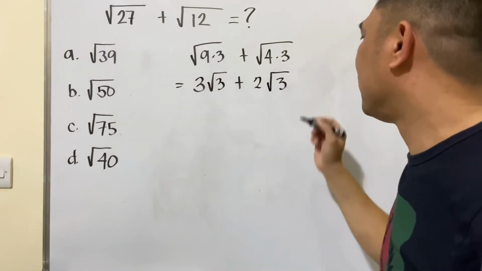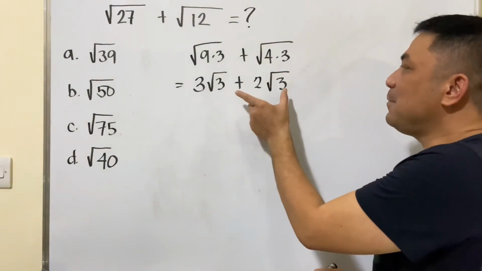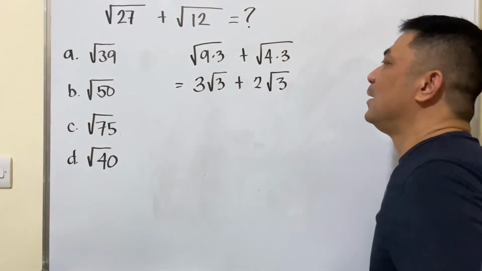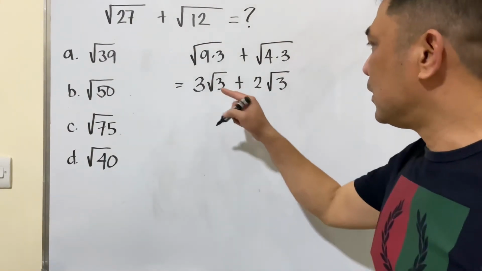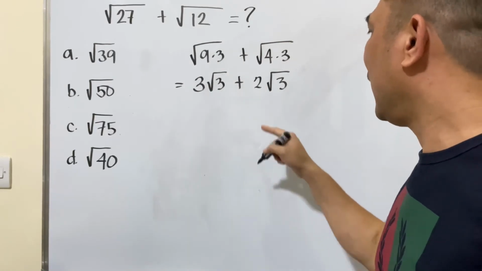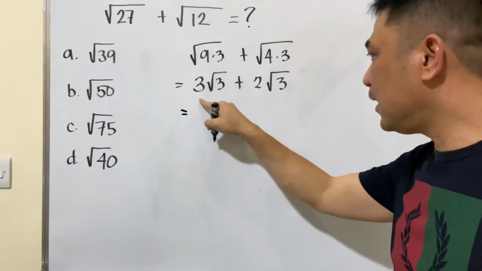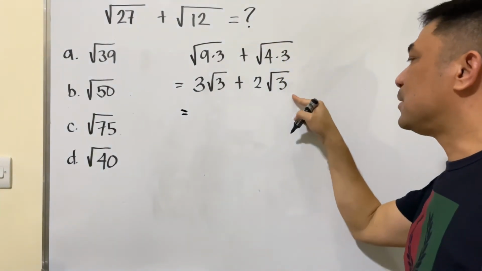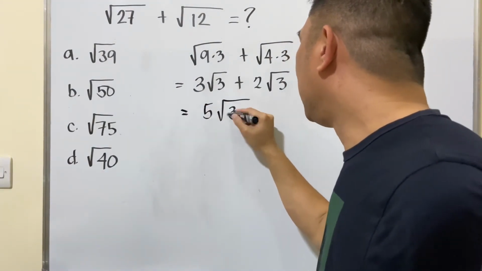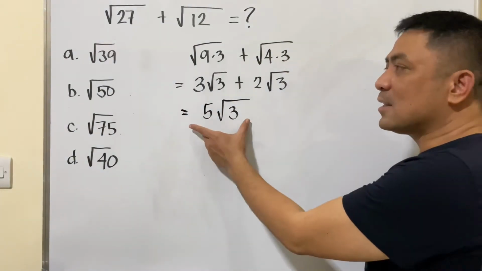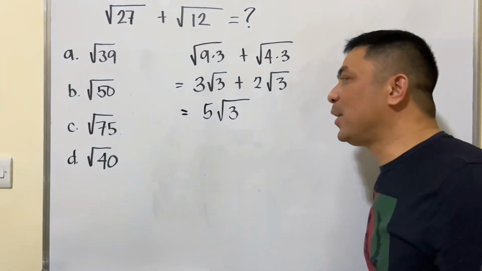As we mentioned a while ago, you can only add radicals if they have the same radicand and at the same time the same index. They are both in square root form, so their coefficients can be added, and you just have to copy the radical. If I have 3 times the square root of 3 plus 2 times the square root of 3, this will be 5 square root of 3. As you can see, this is our final answer, but we have to present our answer in this form. So how can we do that?